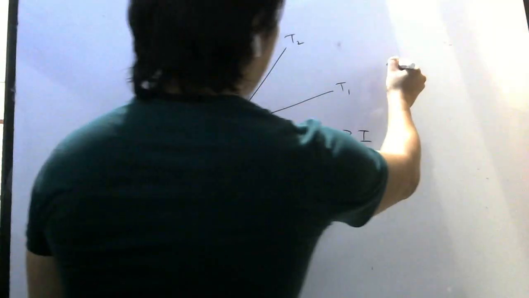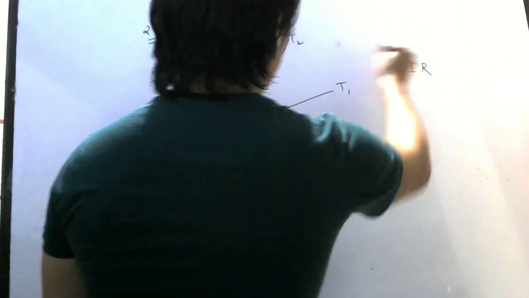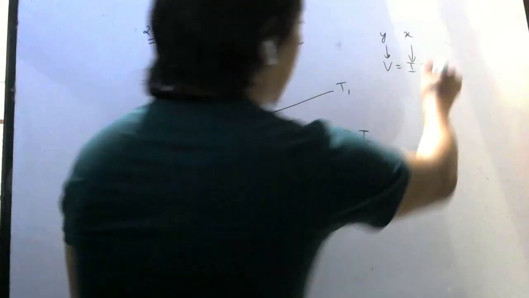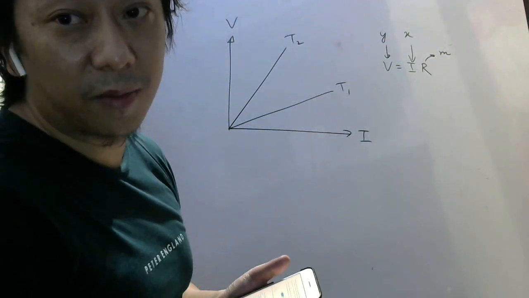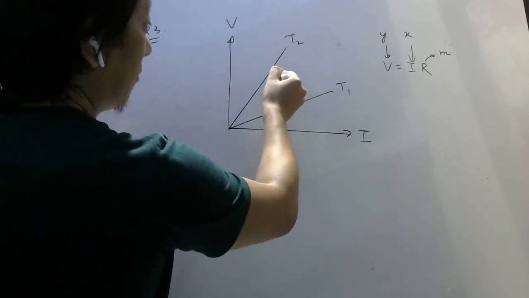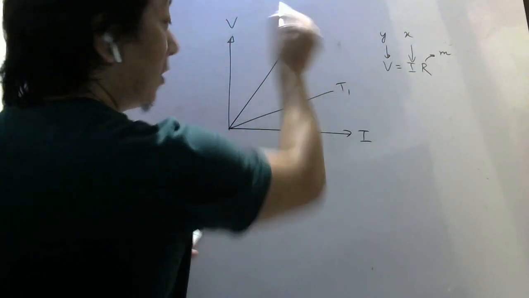You know that V equals IR. Here V is along y-axis, current is along x-axis, right? So this resistance must be your slope, y equal to mx. This graph has more resistance, so this graph has more slope. So more slope means more resistance, therefore more temperature.